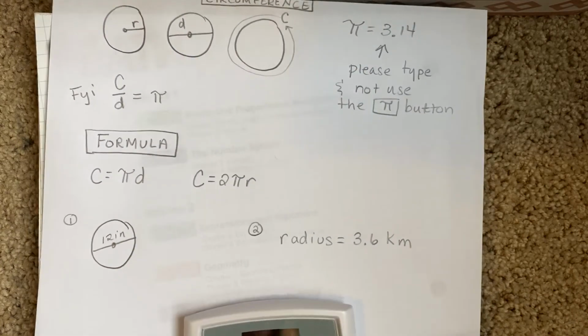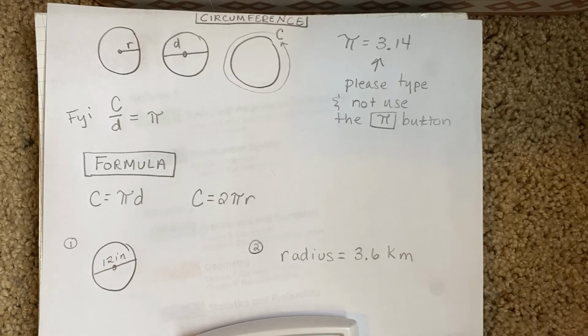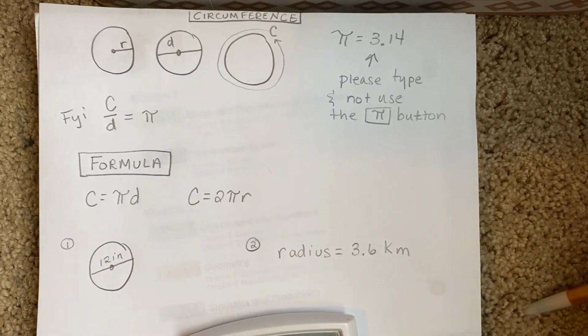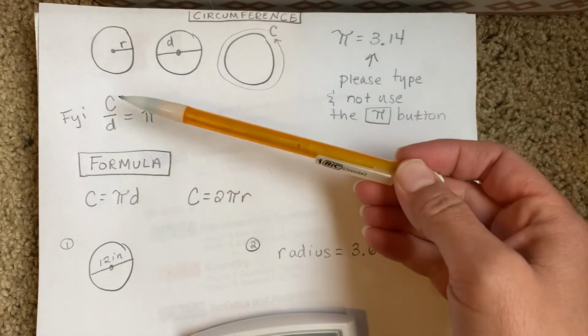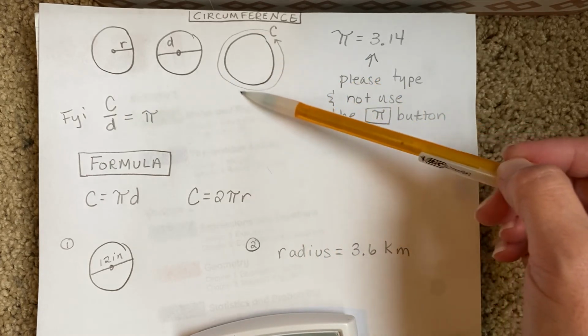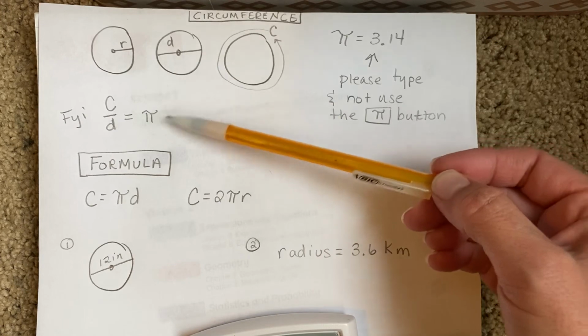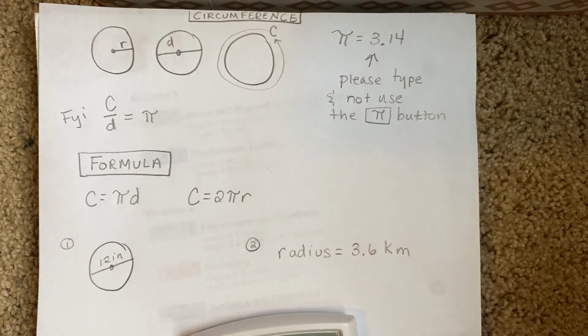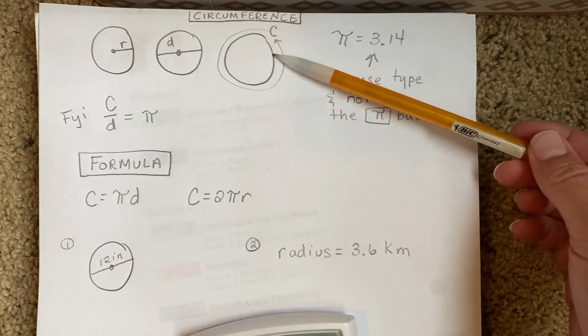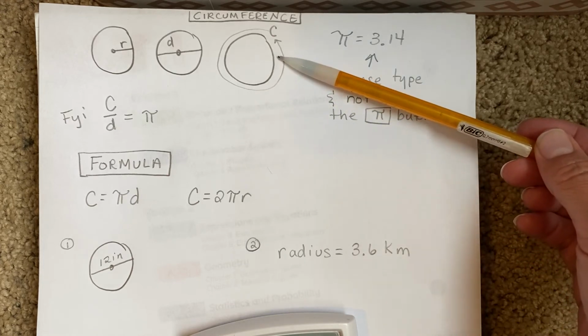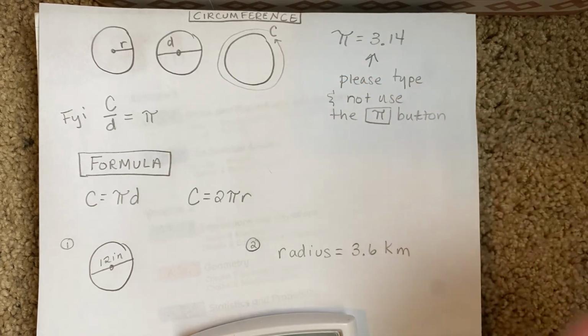A couple things. They found long ago that every time they took the distance around the circle and divided it by the diameter, they kept getting 3.14159 and so forth. That's basically how they came up with pi. Taking the circumference and dividing it by the diameter would give you pi every single time.